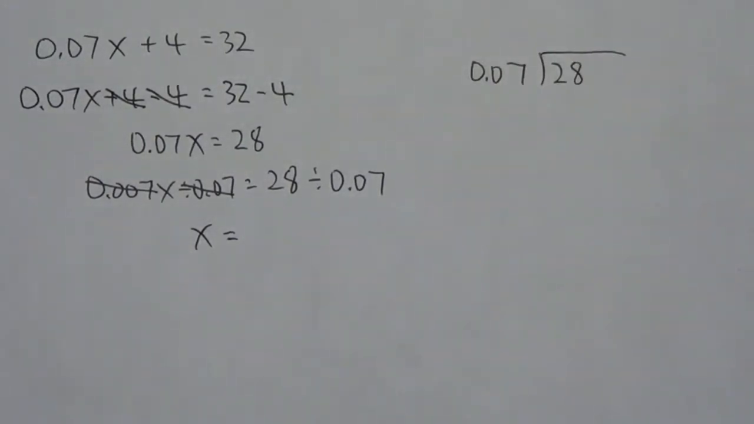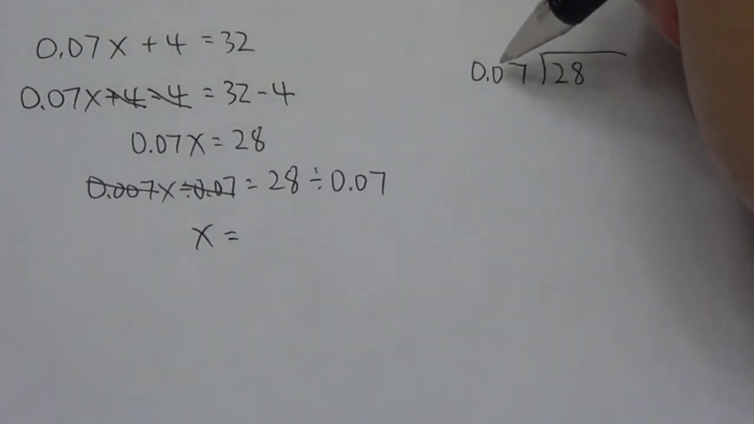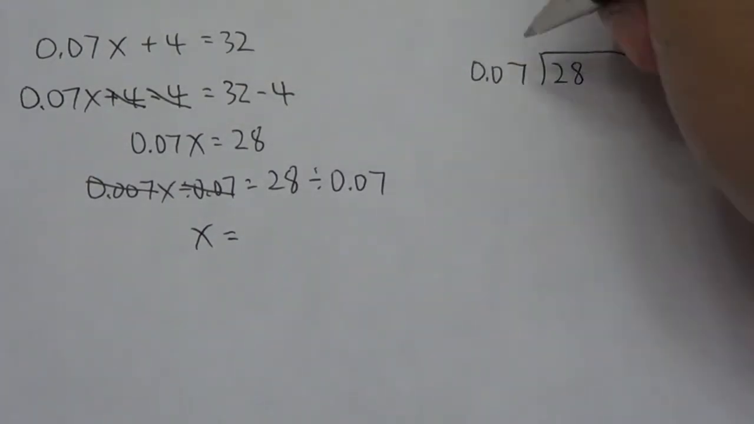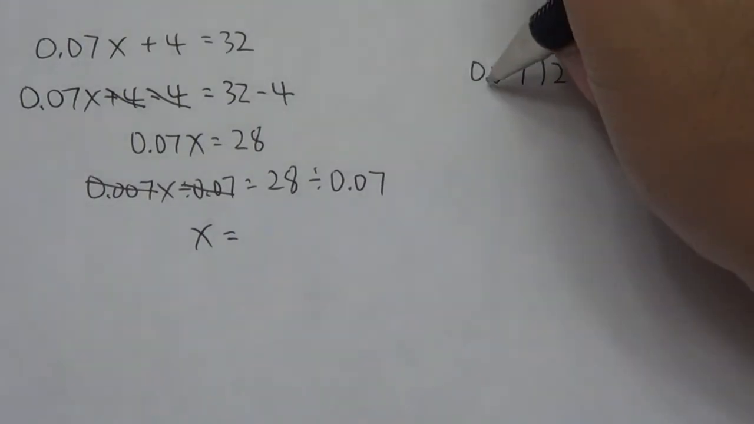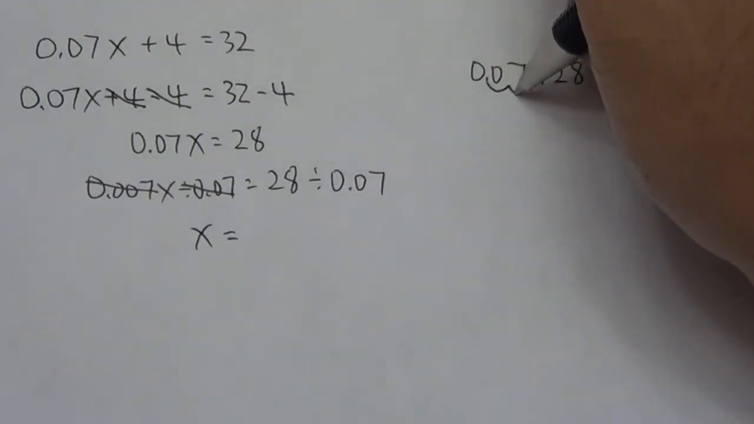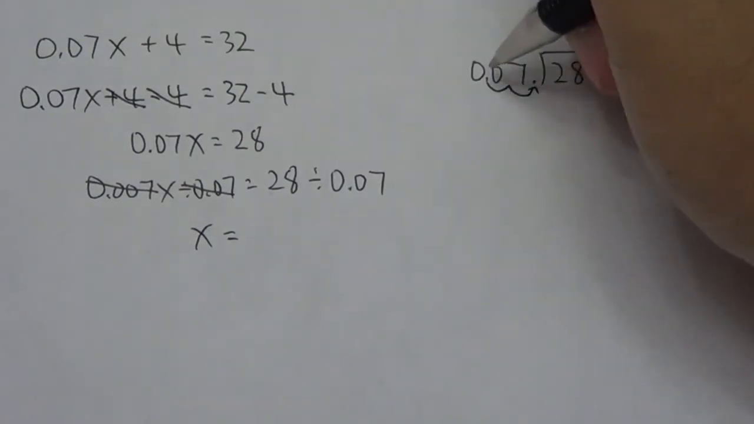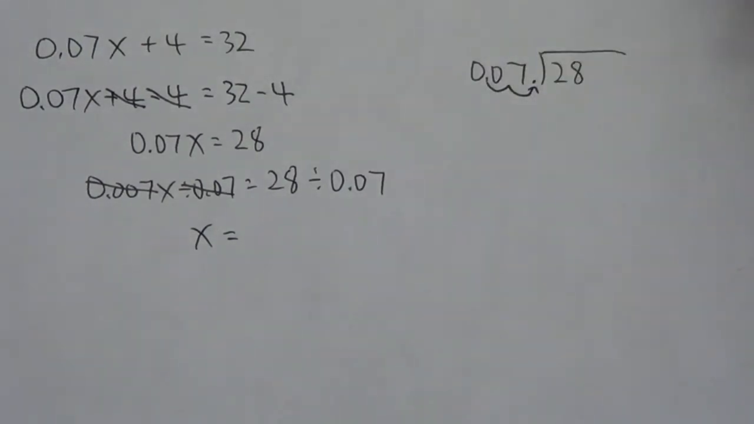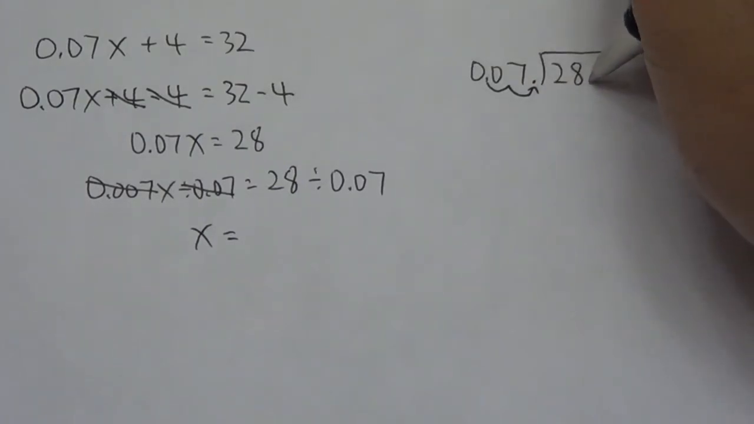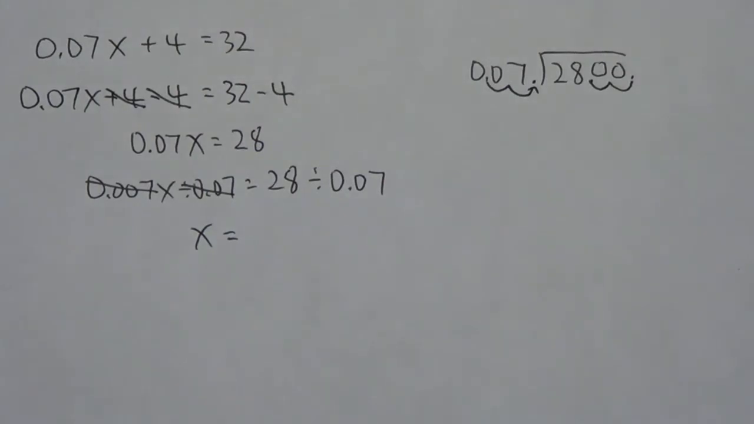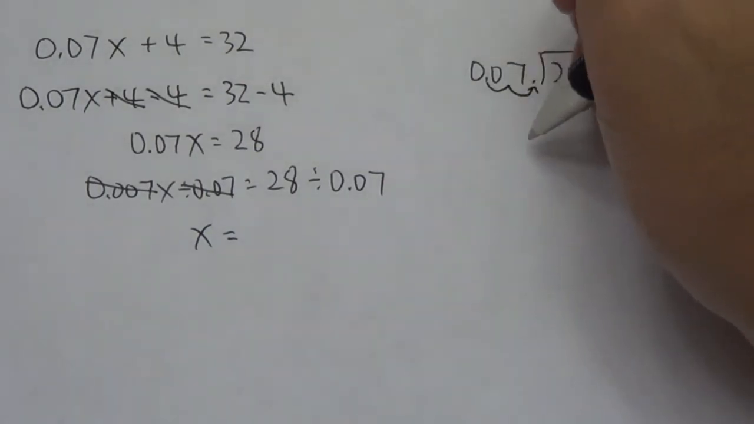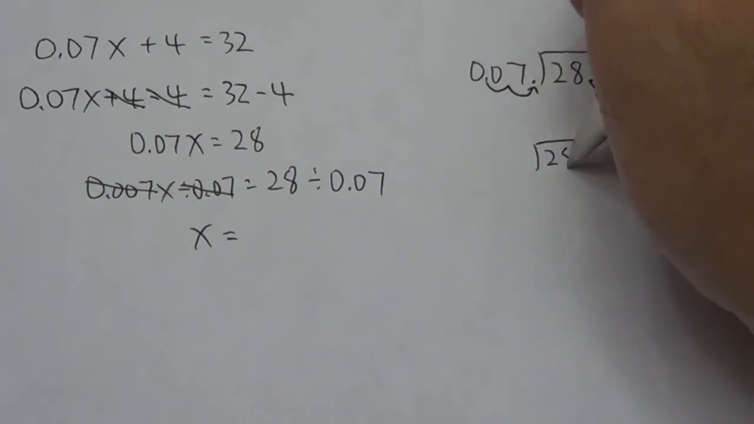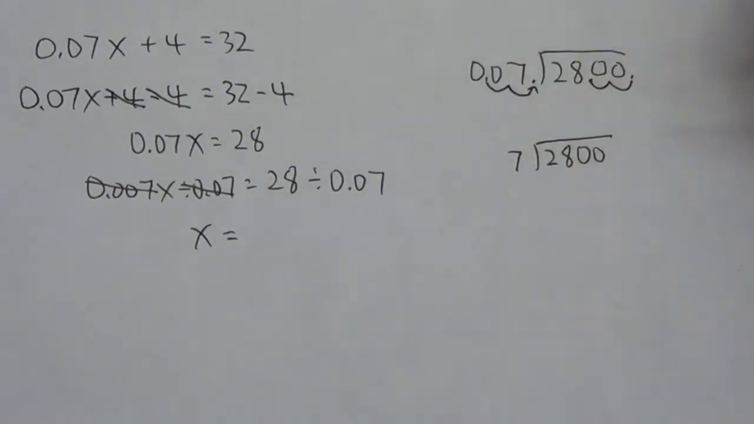Now we don't like decimals in our divisor, so let's multiply both sides by 100 because I want to move my decimal place over 2 spots. So the 0.07 will become a 7. If I do that there, I need to do the same thing over here. The decimal place is originally here, move it over 2 spots. Now it's here, and I need to fill in zeros for those empty spots. So my new problem is 2800 divided by 7.